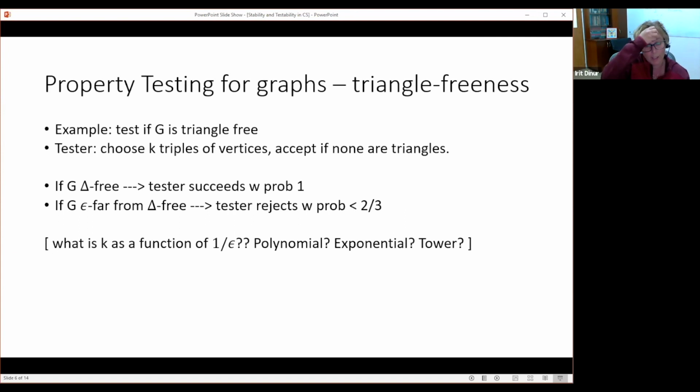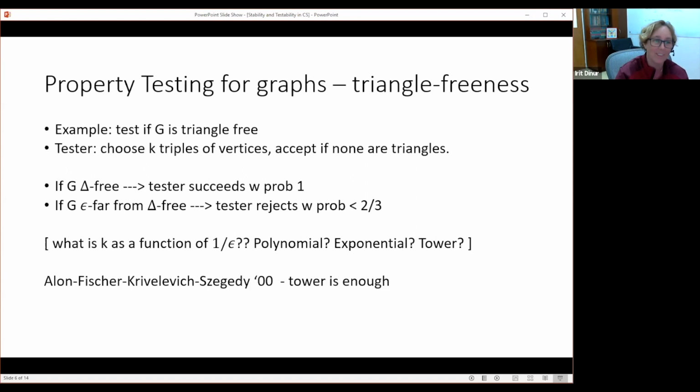Right, so the answer is yes, it does depend only on epsilon and not on the number of vertices in the graph. However, what is K as a function of 1 over epsilon? Previously, we saw for the bipartiteness, K was 1 over epsilon or 1 over epsilon squared. So I think it's natural for triangle to expect this to be maybe 1 over epsilon cubed or some polynomial in 1 over epsilon, right? But maybe it's bigger, maybe it's exponential, maybe even bigger than that.